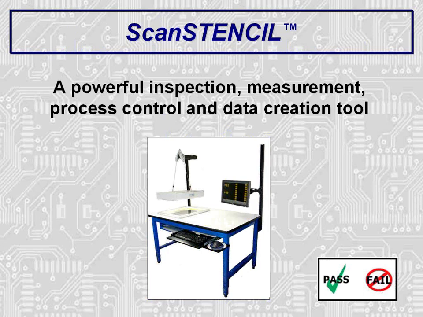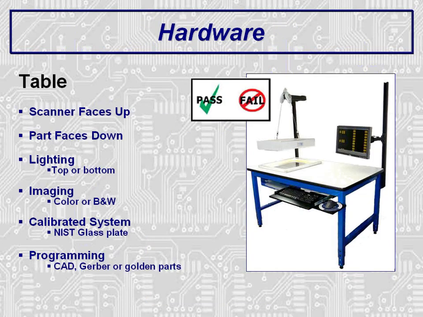Now you may ask, how is this done? ScanSTENCIL, a powerful inspection, measurement, process control, and data creation tool. The ScanSTENCIL system is a table-based system with a high-resolution scanning system located on a shelf below the table surface, so the scanner surface is flush with the tabletop. This allows for scanning very large objects such as stencils and frames.